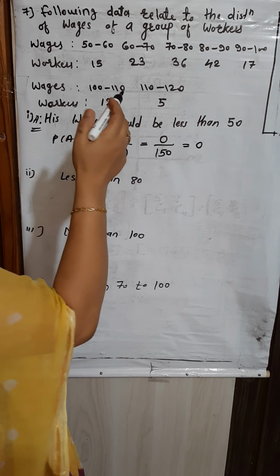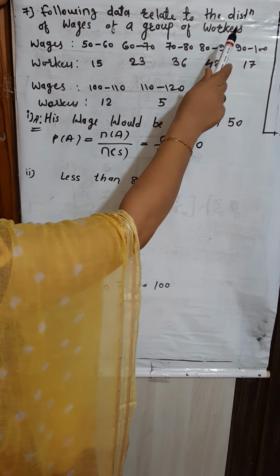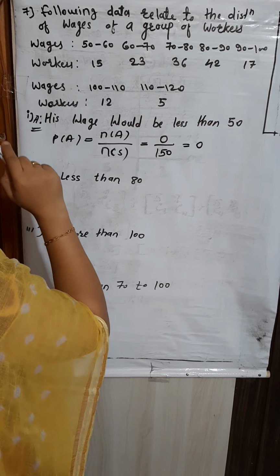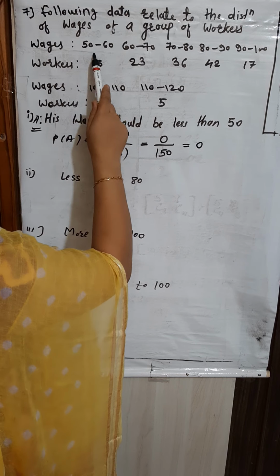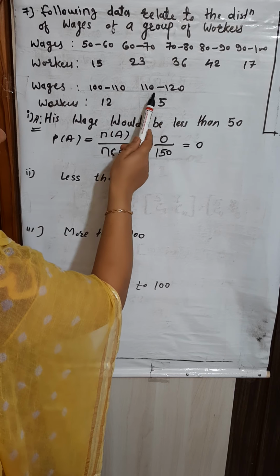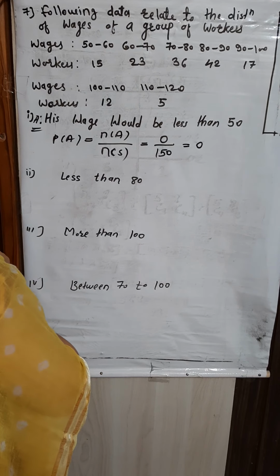Question number 7 of the same series, probability chapter. So what is given here? The following data relate to the distribution of wages of a group of workers, where wages are like this: 50 to 60, 60 to 70, and so on up to 100 to 110, and 110 to 120. And these are the number of workers in the different wage groups.